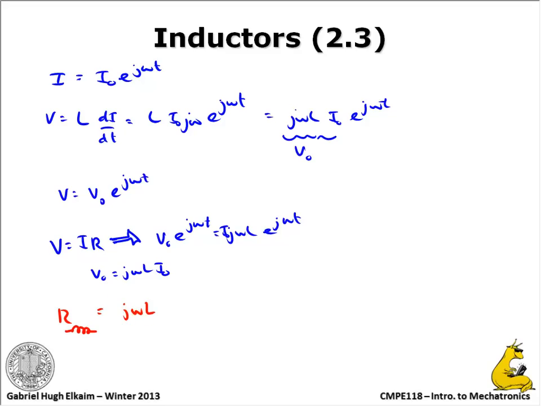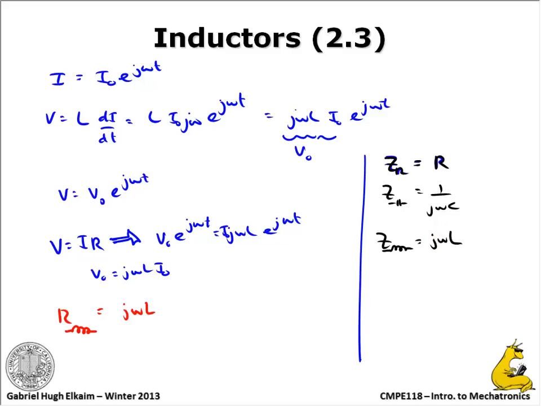All right, so now I've got all three of them. Let's do this. The resistor is R. The capacitor is 1 over j omega C. And the inductor is equal to j omega L.